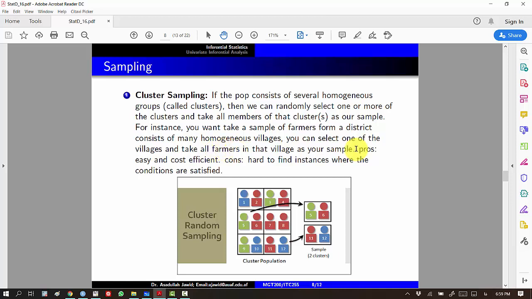The benefit or the positive side of this method is that it's easy and cost efficient. The con is that it's hard to find instances where the conditions are satisfied, meaning that it's very hard to find a population which consists of a lot of clusters. Here we have 1, 2, 3, 4, 5, 6 clusters. And then what we did was we selected 2 of those clusters.